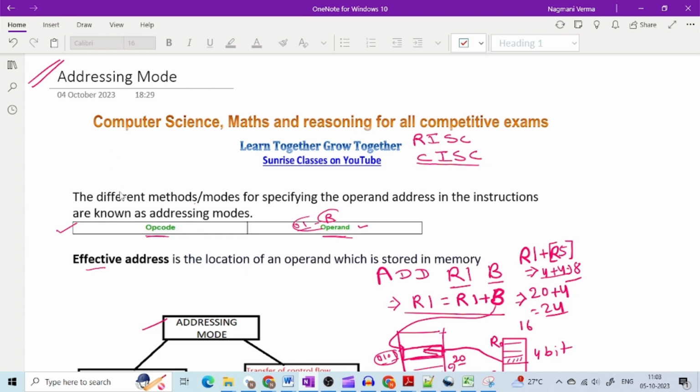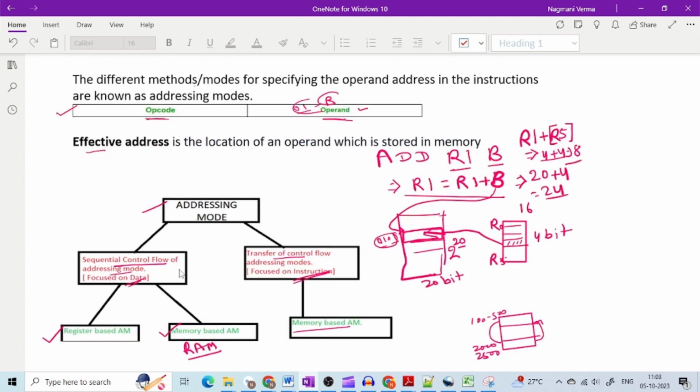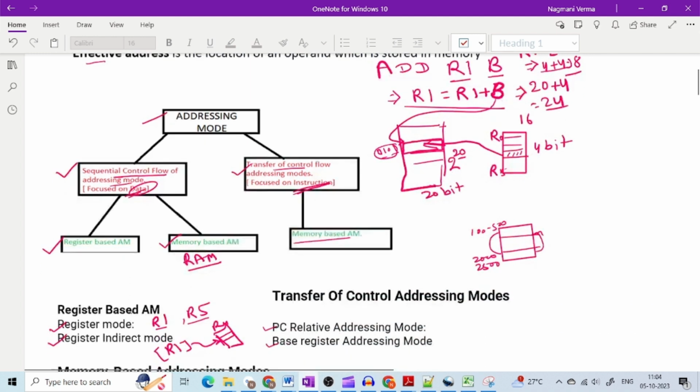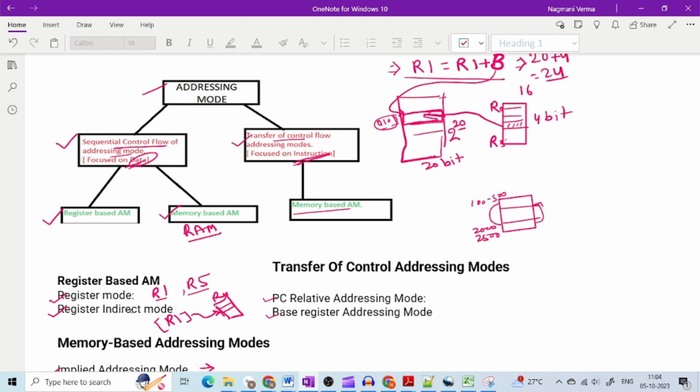Now, yesterday we discussed that there are basically two types of addressing mode. One is sequential control flow addressing mode, which is focused on data, and the other is transfer of control flow, which is focused on the instruction. It is basically related to the segments, intra-segment and inter-segment communications. In sequential flow addressing mode, there are two types: one is register addressing mode, and one is memory addressing mode. Now we are going to discuss each of the addressing modes in detail.